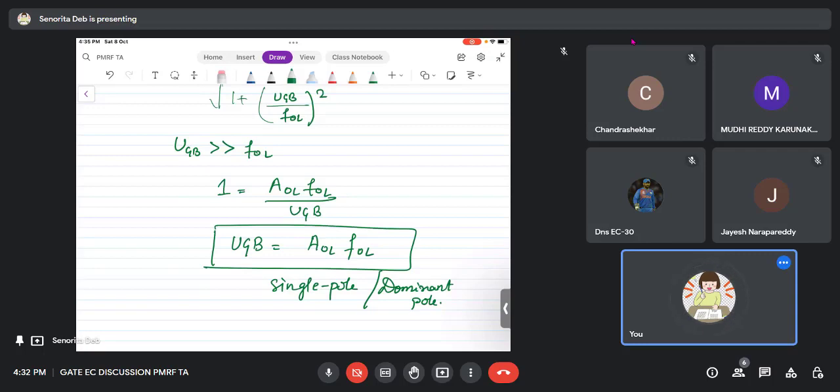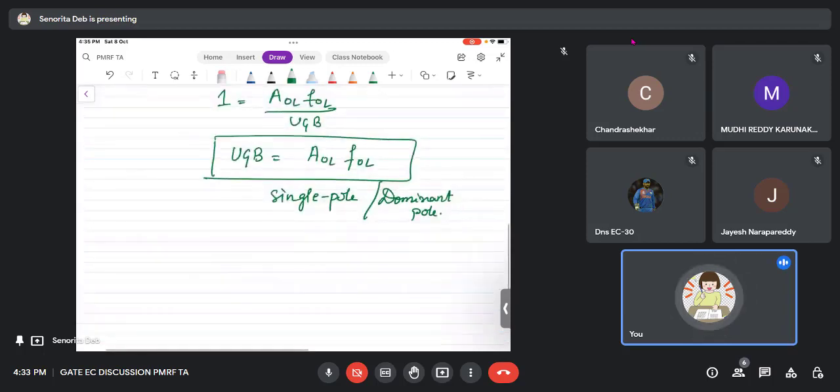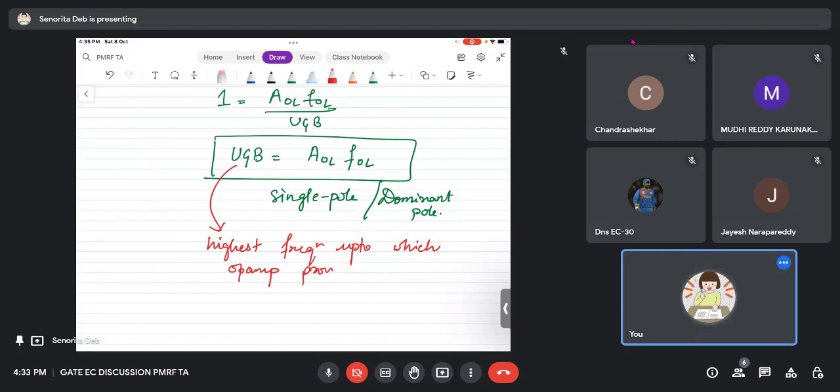Okay, that is, if you multiply your open loop gain and your 3 dB frequency, you will get the unity gain bandwidth, which is also called the gain bandwidth product. Okay, UGB is the highest frequency up to which the op amp provides amplification as well. Highest frequency up to which op amp provides amplification.